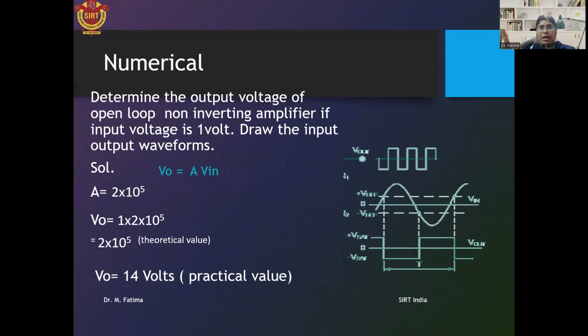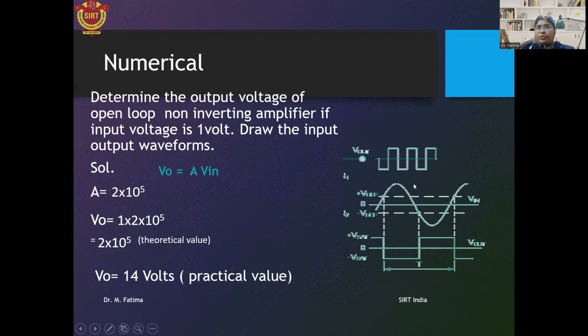the 741 IC. This 2 into 10 raised to 5 output voltage is not possible to get in any op-amp circuit. The output that can be available will be less than VCC, which is equal to 14 volts. Generally in the 741 IC, the VCC is 15 volts and the saturation voltage is 14 volts. So here I wrote V out equal to 14 volts.